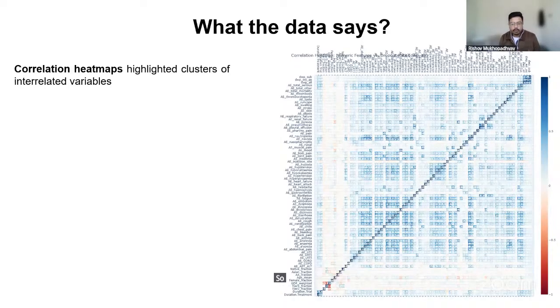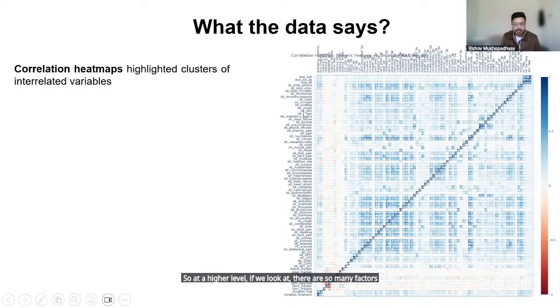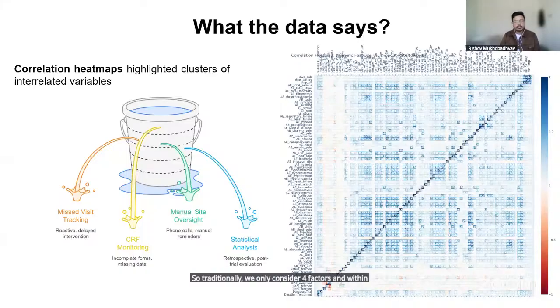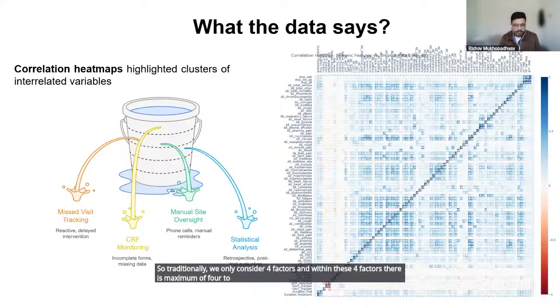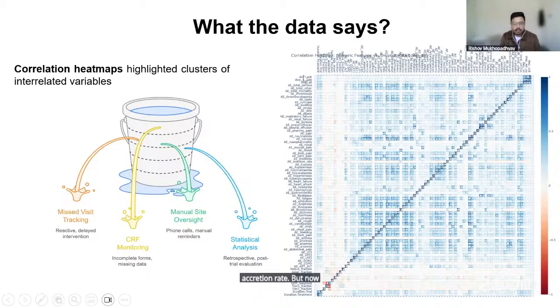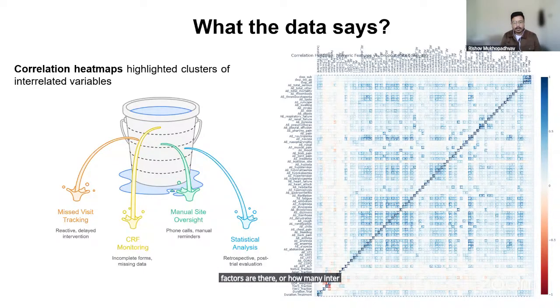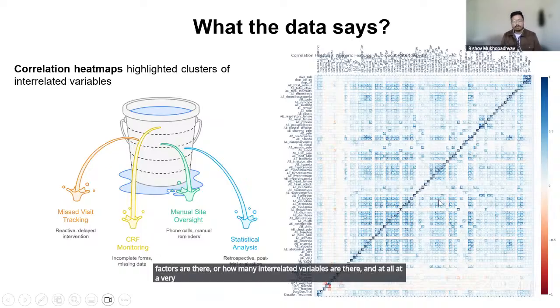At a higher level, there are so many factors which Turno has considered from the data set. Traditionally, we only considered 4 factors, and within these 4 factors, there is a maximum of 4 to 5 sub factors. So in total, we used to consider maybe 15 to 20 parameters to predict attrition rate. But now with Turno, you can combine all these, and you can make a permutation combination of how many factors or interrelated variables there are, at a very deep level, which will be used to understand the data and make a predictive model, which is very powerful.